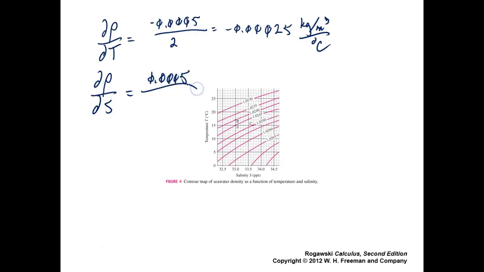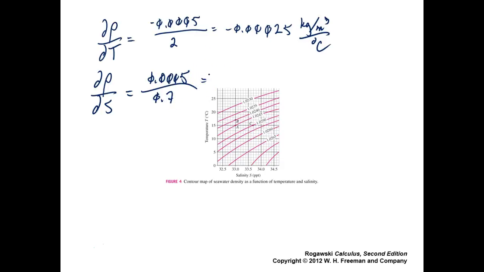0.0005. And then your change of salinity from here to there. So this is 33.5, 33.6, 33.7, 33.8, 33.9. That looks pretty close to 33.7, doesn't it? Minus 33, so that's divided by 0.7, or something close to that. 0.7.